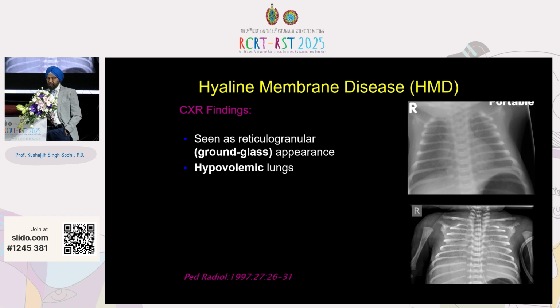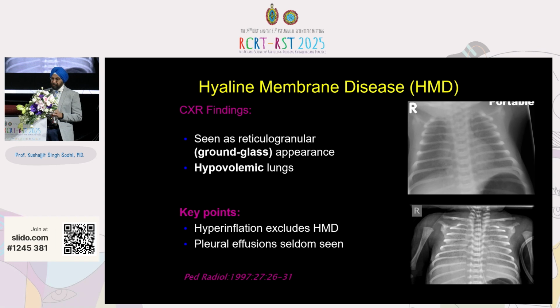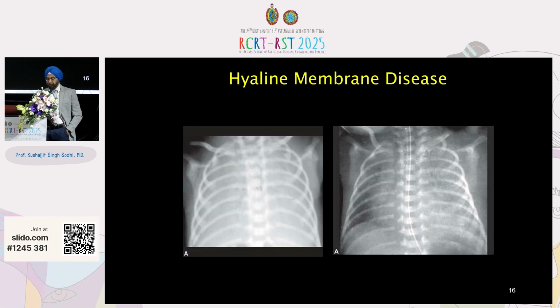So typically, in chest X-ray findings, you have this reticulogranular appearance, also described as a ground glass appearance on a radiograph, but the lungs are hypovolumic. If there is one sign which excludes hyaline membrane disease, it's hyperinflation. So if in a premature kid you have a hyperinflated X-ray, that by and large excludes hyaline membrane disease, because in hyaline membrane disease, because of lack of surfactant, there is hypovolemia, right? So you can't have hyperinflation of the lung, and pleural effusions are seldom seen.